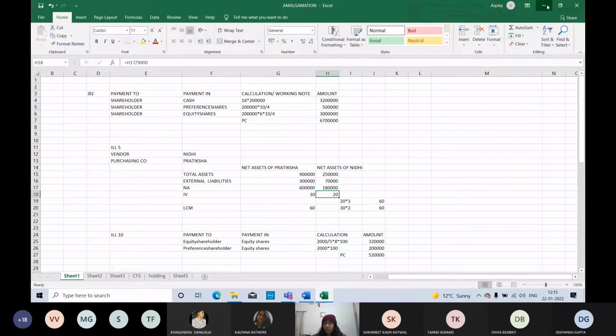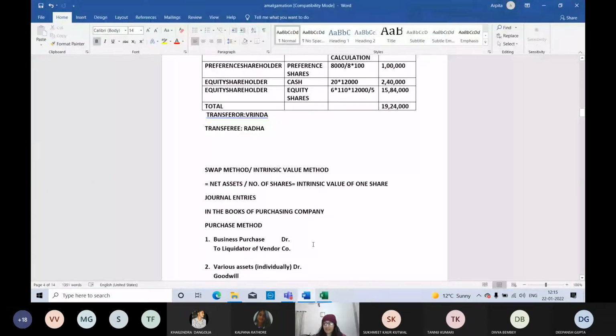Let's understand one by one how we are going to proceed. Usually this is the flow of the journal entries, but depending on your condition or question, it might change. The first entry always in the purchase method in the books of the purchasing company is going to be, we are buying a business, or you can think of it as an asset that we are buying. So the first entry is business purchase debited to the liquidator of vendor company.